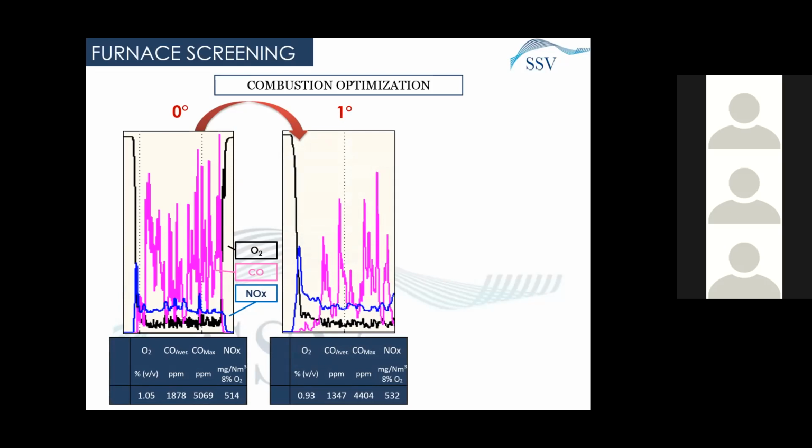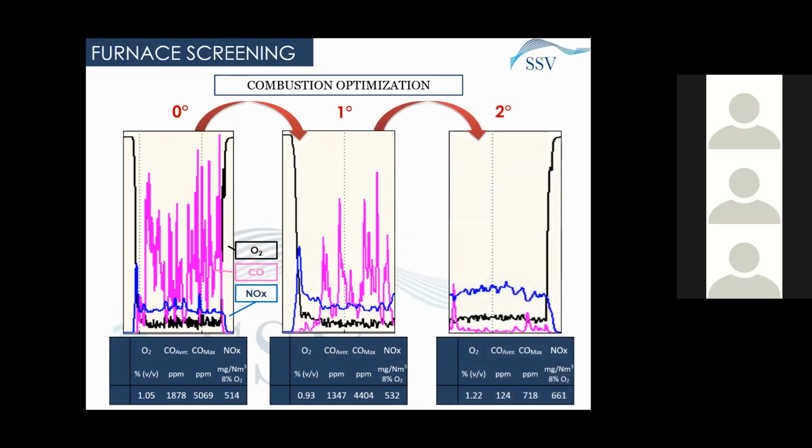Then, as a first step, we reduced the CO concentration. As you can see, it goes from 1800 to 1300, but we were not so happy because we can do something better than this. As you can see in the last figure, the CO average was around 124 ppm, and the NOx was still low. So this is, for example, what a combustion optimization means.